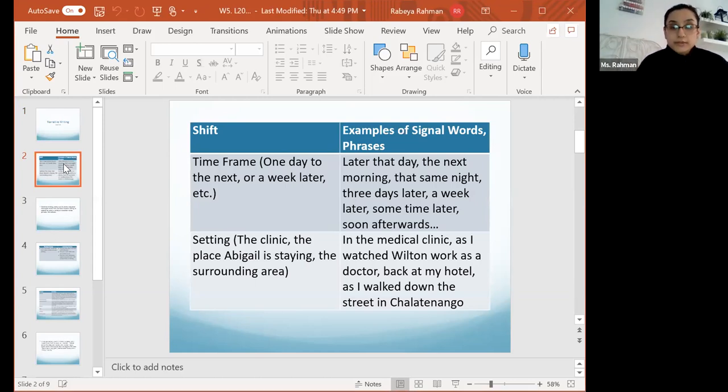So there's two types of shifts. So you have time frame, which is something that can happen day to day, week to week. I see a hand up. Daniel, I'm gonna unmute you in a second.